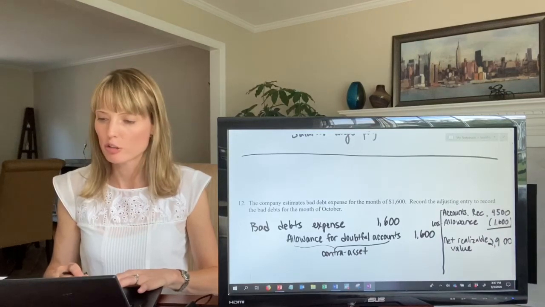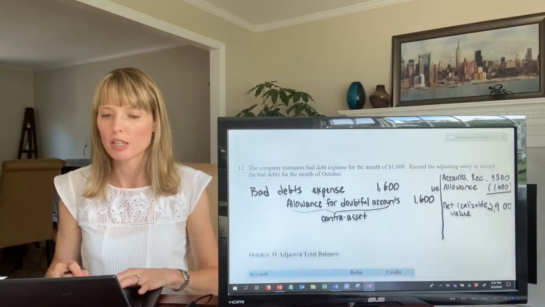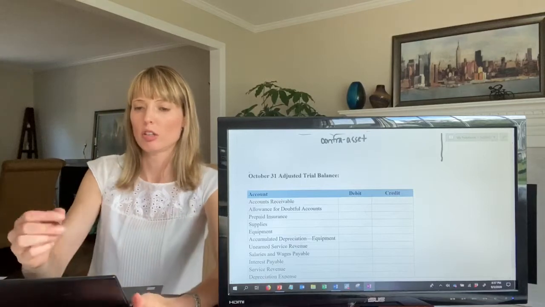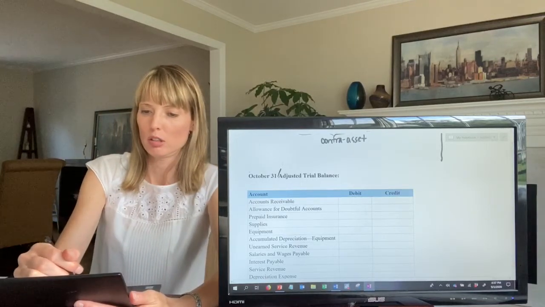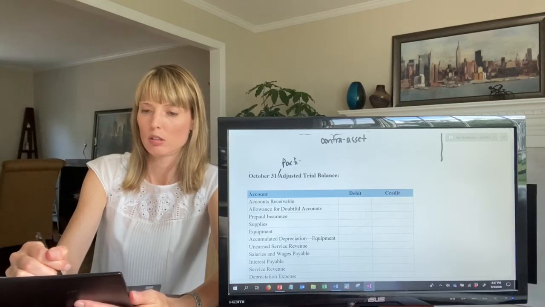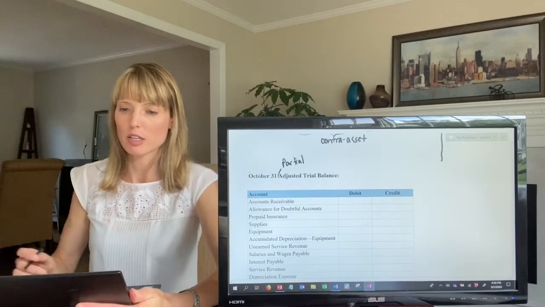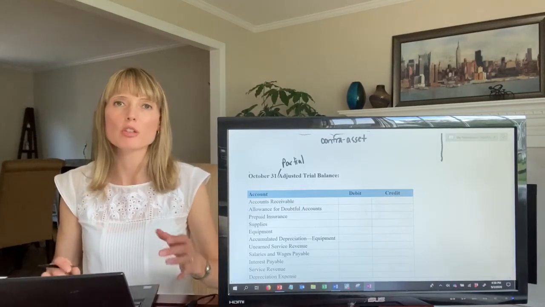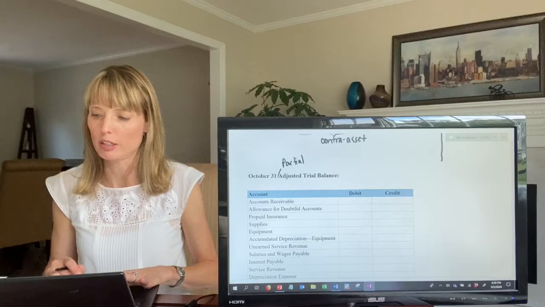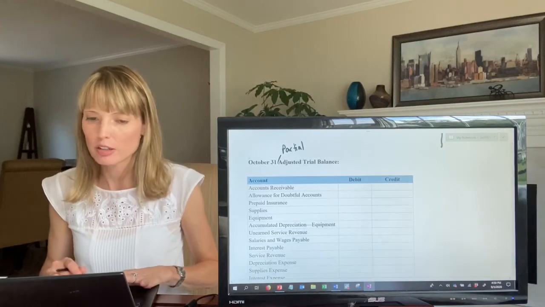Now that all of our entries have been recorded, let's update this. This is actually a partial trial balance after adjusting entries. And it's partial because only some accounts are shown here. This is not everything that the company has.